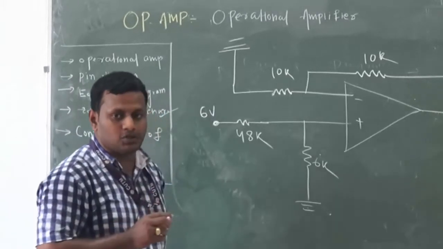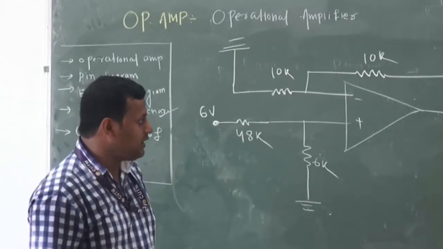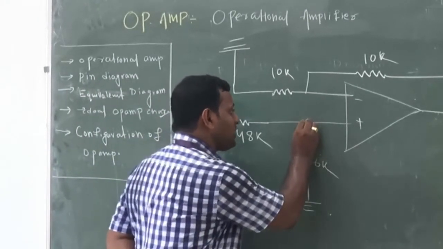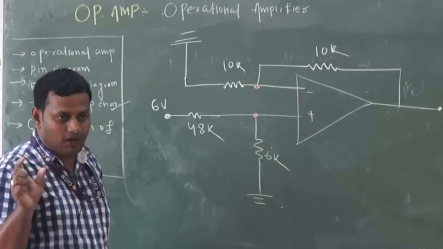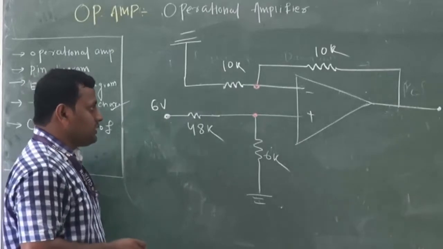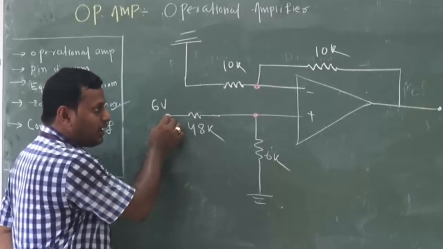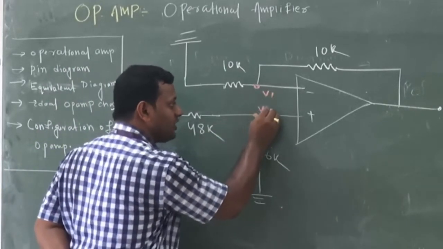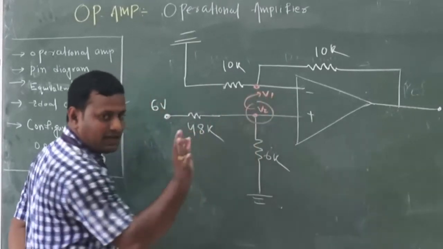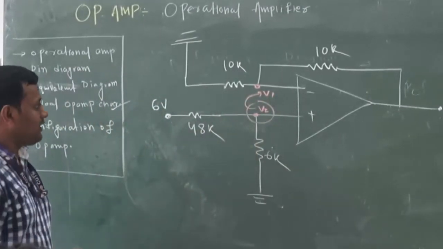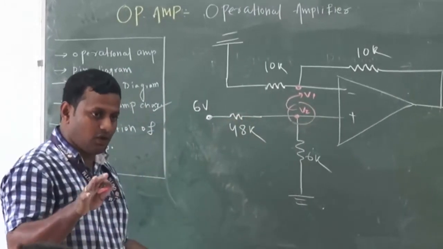According to the concept of virtual ground, or according to the ideal characteristic of op-amp, I can say this voltage must be equal to this voltage, and the difference is equal to 0. And this is not connected directly to ground. Let us say this is V1 and this is V2. First calculate the value of V2, then that must propagate to V1. That is what the virtual ground concept says. Then how to calculate V2? By KVL, or we can say the voltage divider rule.